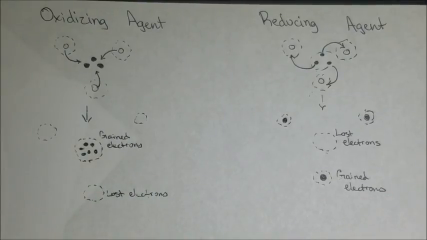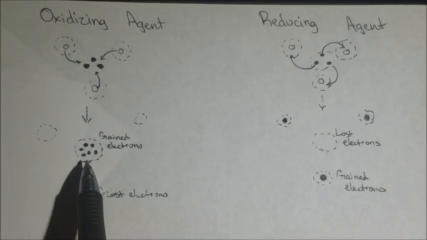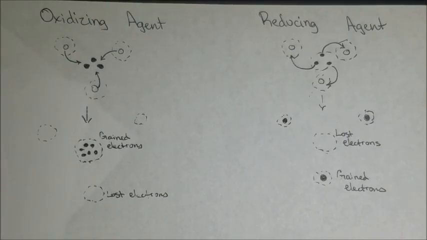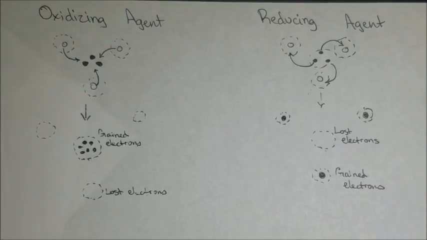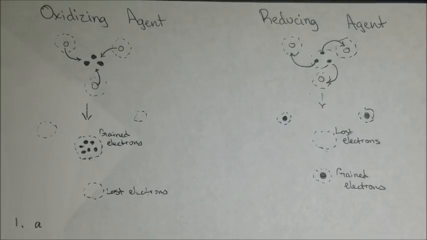Okay, so we are oxidizing the surroundings, therefore number 1 is an oxidizing agent. It's the oxidizing agent that gains the electrons, and it gains them by oxidizing its surroundings. Okay, so number one then is A, oxidizing agent. Now for number 2, we're just asking the same thing, but for the other scenario.